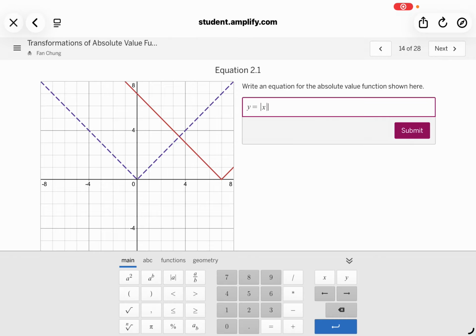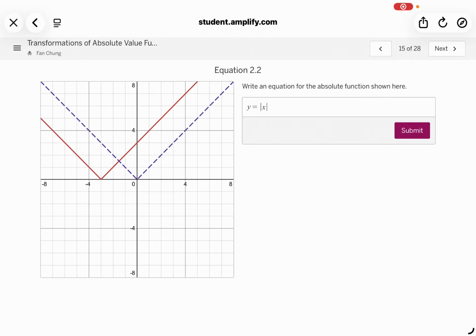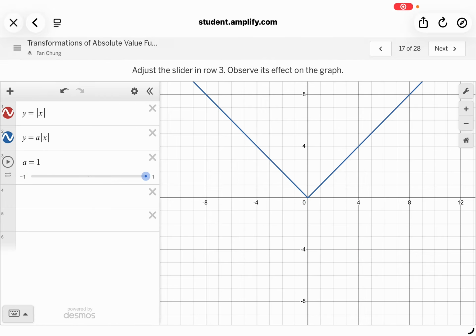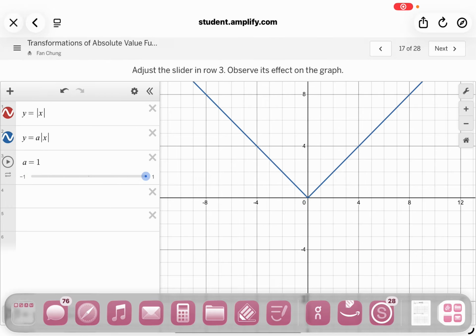Okay, how would I do that? -7. Do I need to subtract 7 inside or outside of the absolute value? Inside. Inside, because if I did it outside, it goes down. Inside, we'll move it left or right. And there, we're good. So what about for this one? What would I need to do to make these match? Plus 3. Okay. So now we are going to write in on our paper.